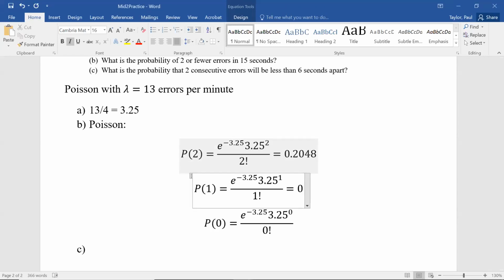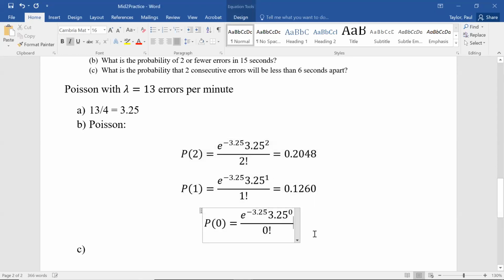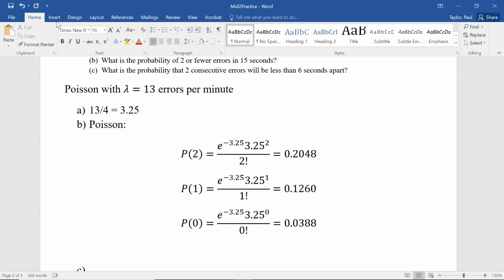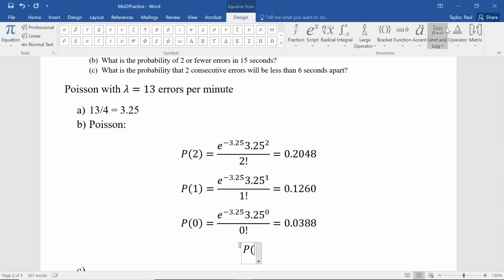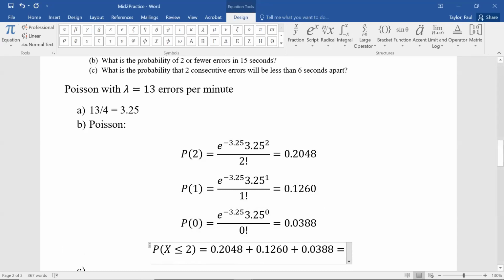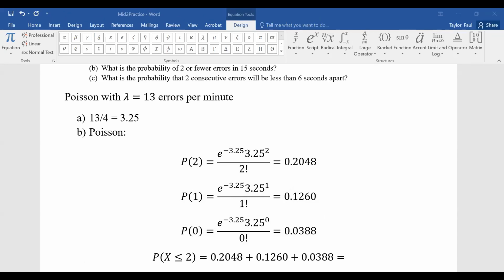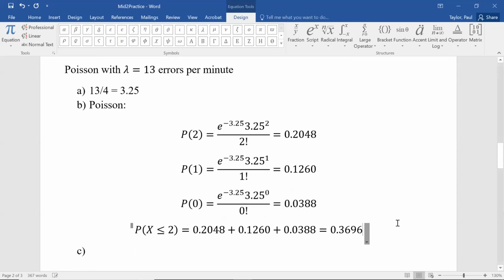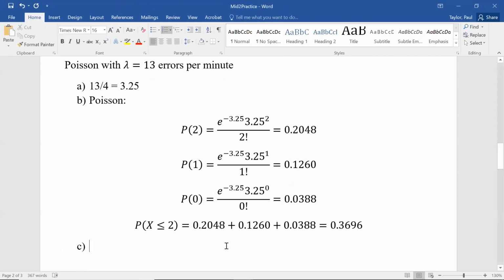The probability for 1 is 0.1260, rounded to 4 decimal places, and the probability of 0 is 0.0388. So to get your probability of 2 or fewer, where the random number is less than or equal to 2, you have to add all those up. The probability for a 2 plus the probability for a 1 plus the probability for a 0, and then we get our answer for part B, 0.3696.